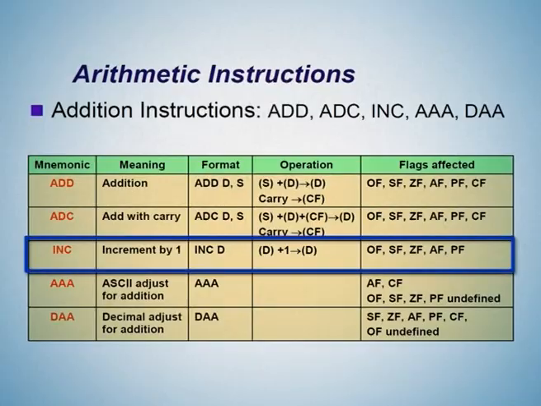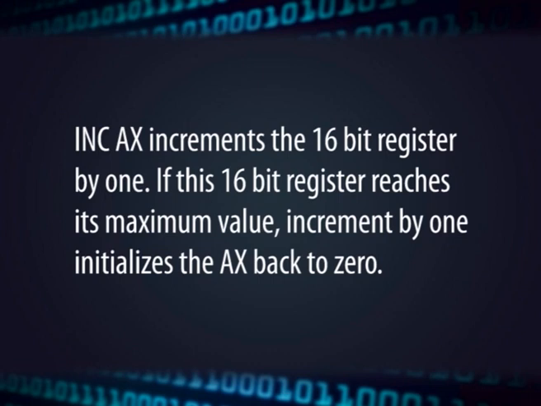In short, the addition of the two numbers is added to the carry flag in the ADC instruction. The next instruction, INC D, increments the specified operand by 1 and accordingly affects the flags, similar to the add or add with carry operation. For example, INC AL increments the 8-bit register AL by 1. Similarly, INC AX increments the 16-bit register by 1. If this 16-bit register reaches its maximum value, incrementing by 1 sets AX back to 0. That means the zero flag will be set to 1 if the result of the INC AX operation is 0.